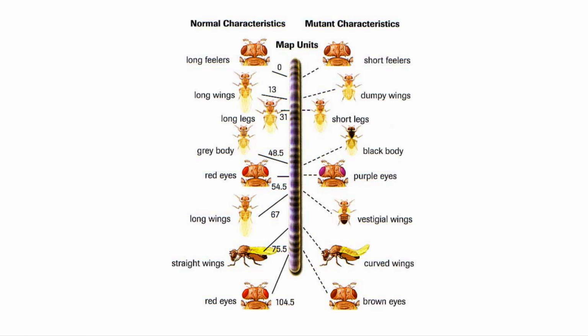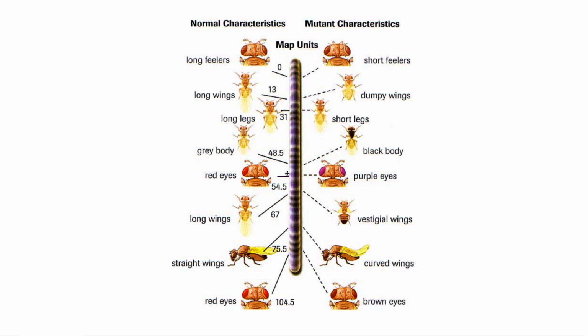This is a map of one fruit fly chromosome with a whole bunch of different alleles and genes mapped out on it. You can see there are different locations for eye color, for leg length, for body. And we see how many map units there are on these. Note, this diagram is not to scale. You can see that because you have long wings at 13 map units, then long legs at 31, and then gray body at 48.5, and it's totally not to scale. But that's okay. We don't need it to be for our purposes.